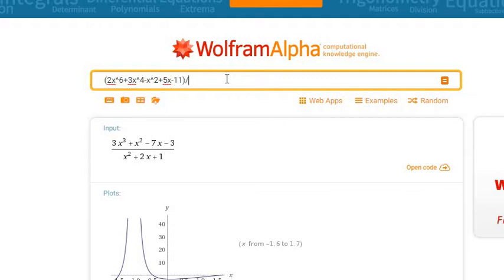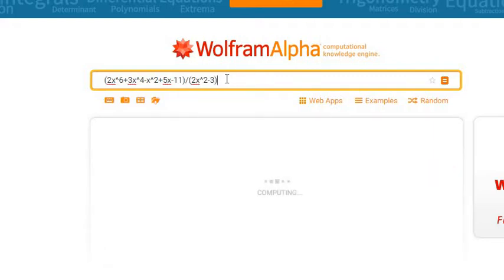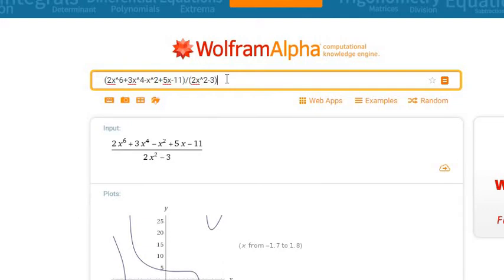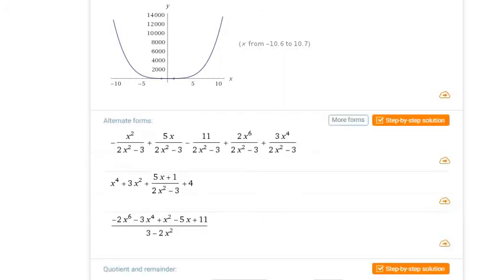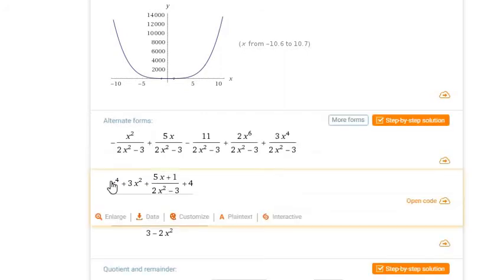And it's all over, 2x squared minus 3. Alright, let's see what Wolfram Alpha says. Ooh, they're doing some calculations. Alright, I guess I was right.